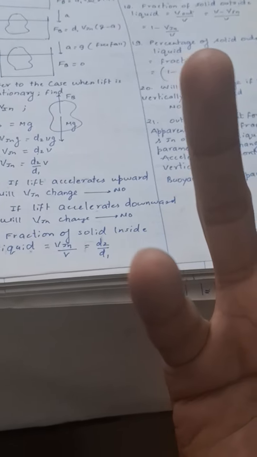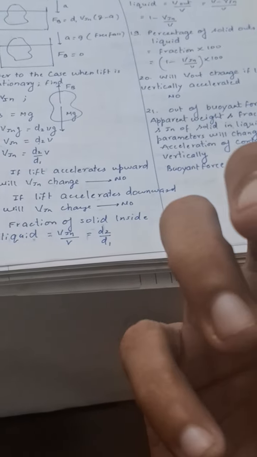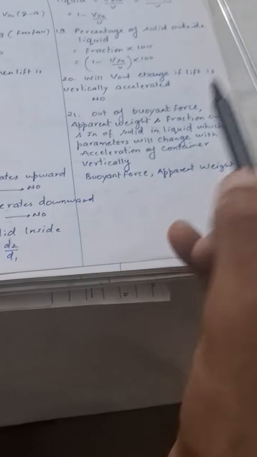Next is, will V out change if lift is vertically accelerated? No. V out, outside or the inside, will not change, because pressure will change itself and it will adjust itself so that the body is again in equilibrium. So there is no change of inside or the outside volume.